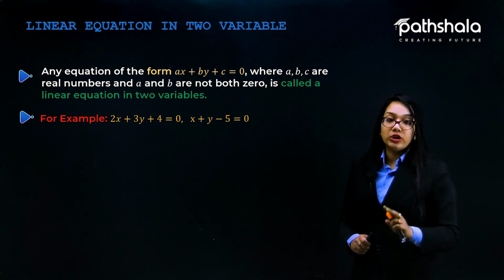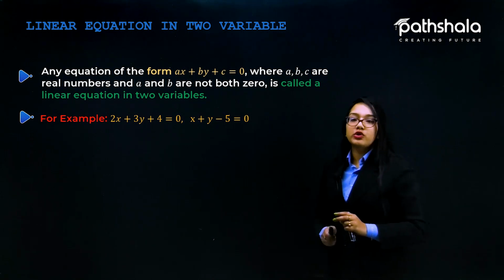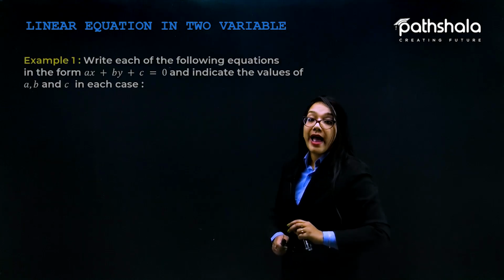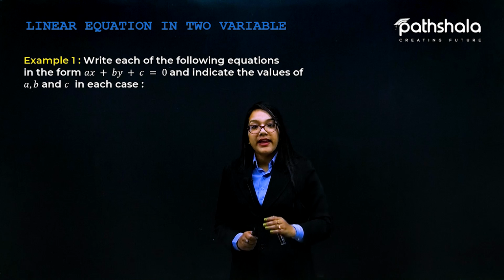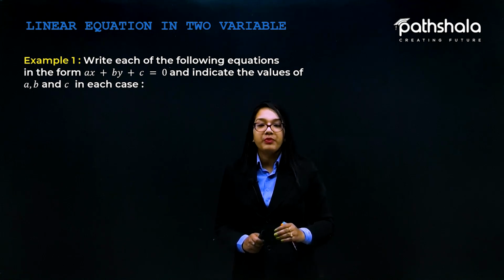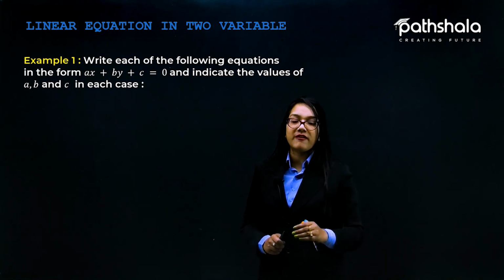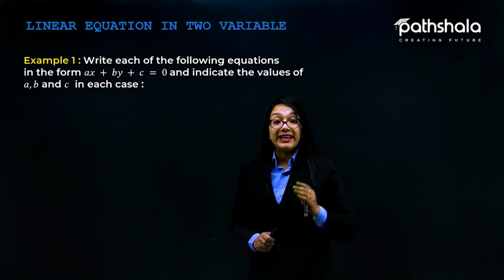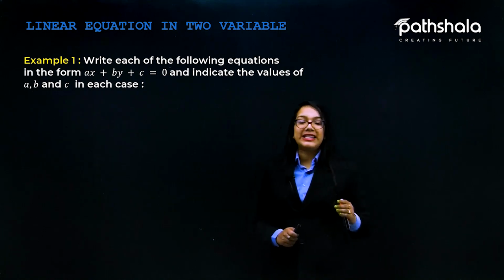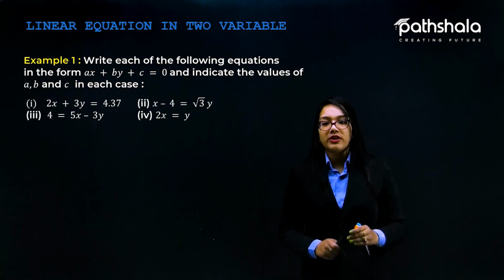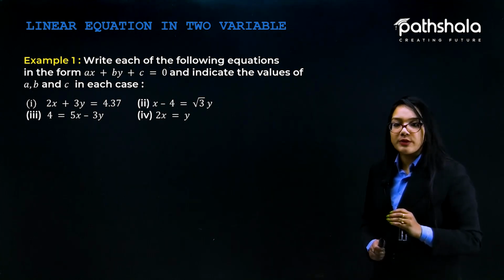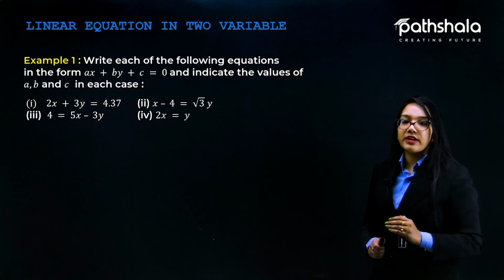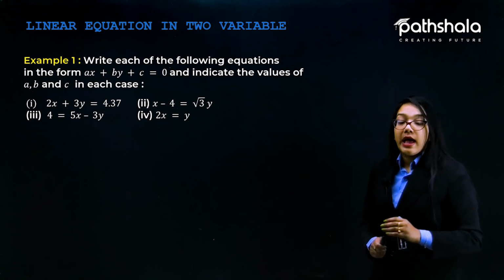These are the two very important conditions: a, b, c are real numbers and a and b are not both 0. Let us move on and talk about an example. Example number 1: write each of the following equations in the form ax plus by plus c is equal to 0 and indicate the values of a, b, c in each case. So we have to express all four parts in the form ax plus by plus c is equal to 0 and find the values of a, b and c.